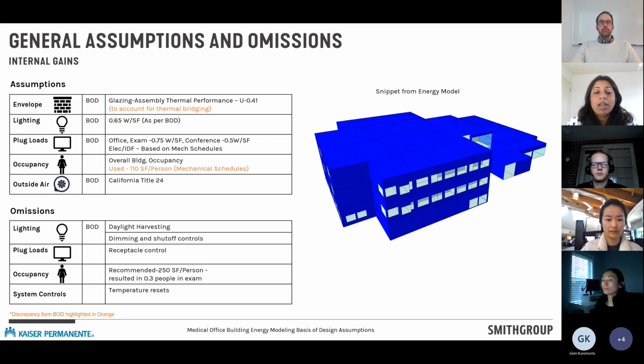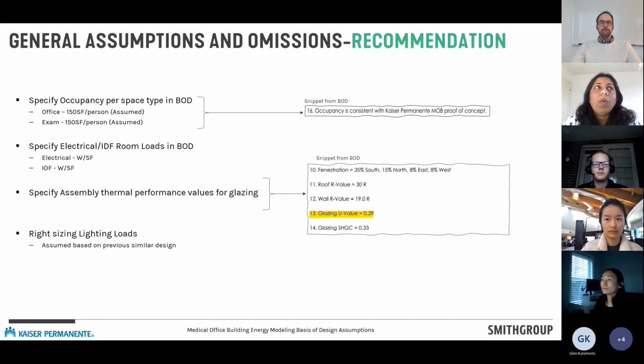Lastly, for the system controls, we did assume an economizer and basic controls, but any temperature resets, or any other controls that were part of the BMS, were not included in the energy model. Moving to the next slide, here is what we learned, and we have some recommendations.